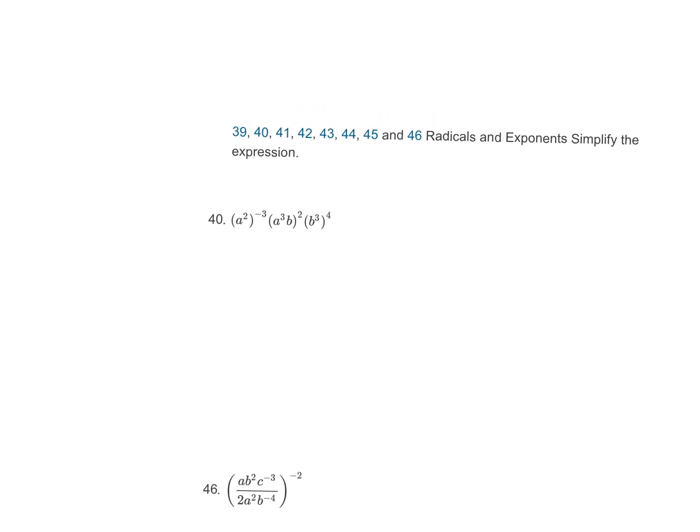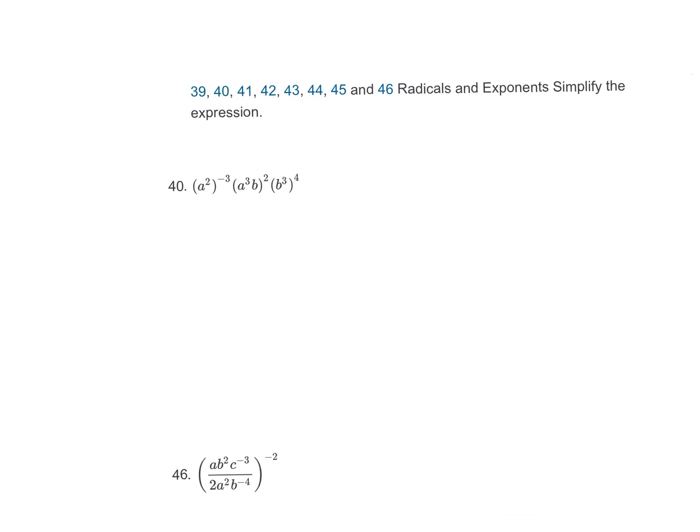Okay, so for number 40, again, these are a bunch of exponents. What we're going to do is the power of 2 of the power, you multiply. So this becomes a to the negative 6. Then you're going to put the power of 2 on each one, a to the 6, b squared. And then again, 4 times 3, it becomes b to the 12.